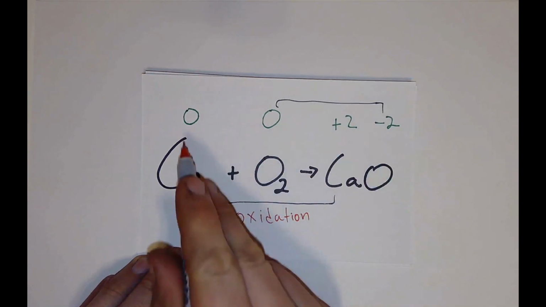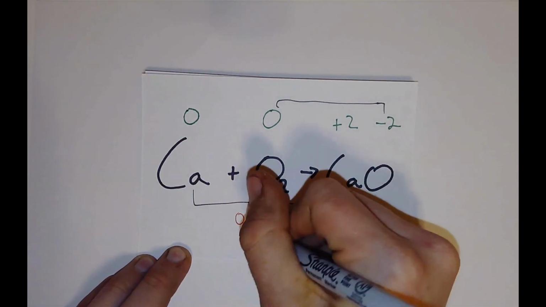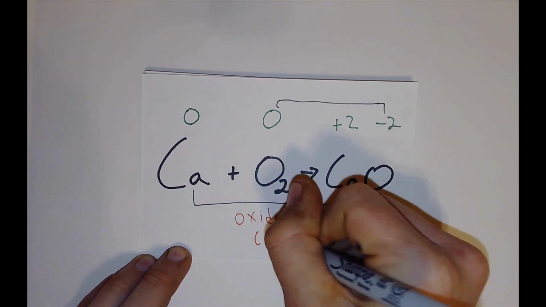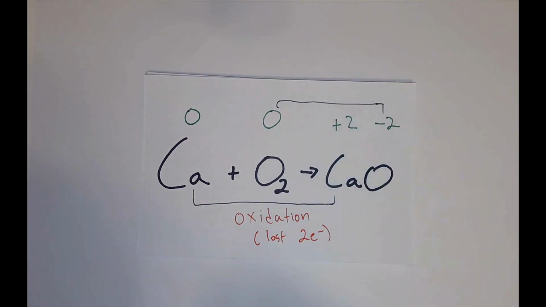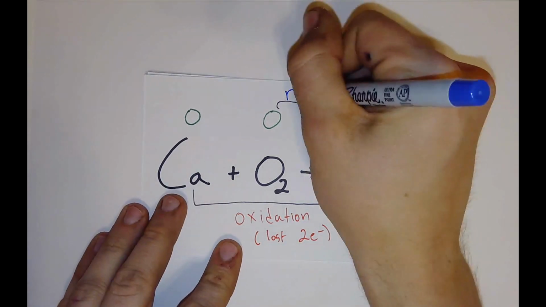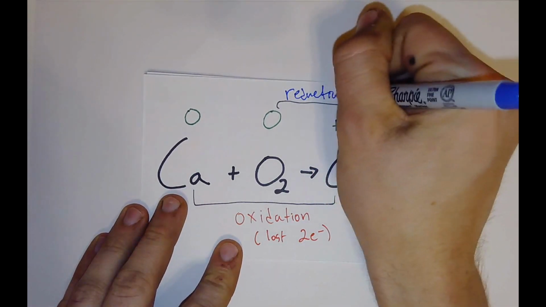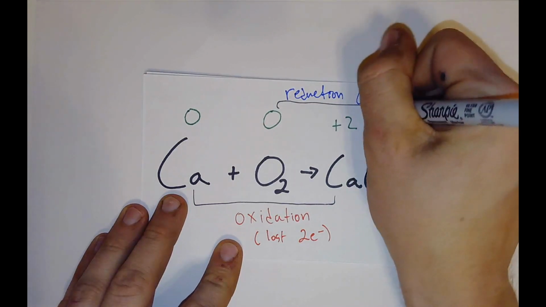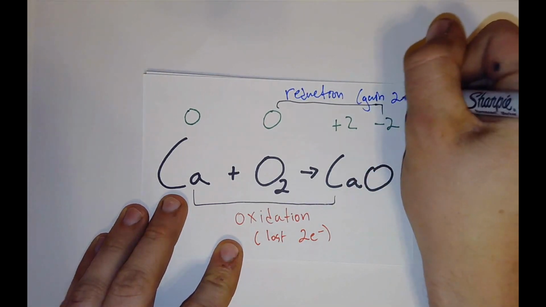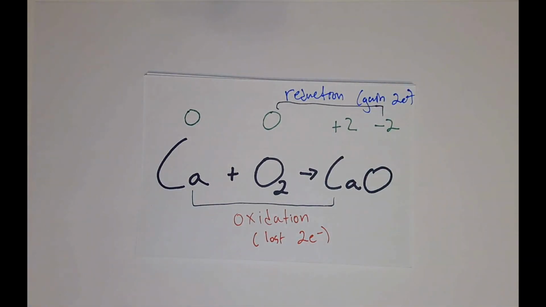And specifically to go from 0 to +2, it did what? It lost 2 electrons, right? And that's actually going to matter a lot for this. And here, oxygen goes down. It's our reduction. And of course, in this case, it's going to gain electrons. It's going to gain 2 of them in this case. All right, so there's our reaction.